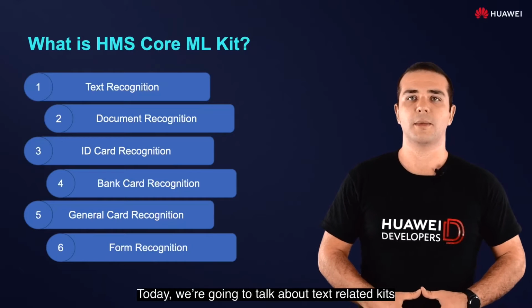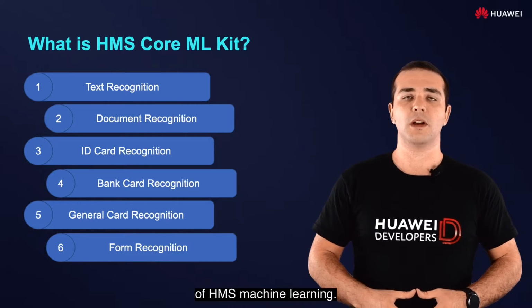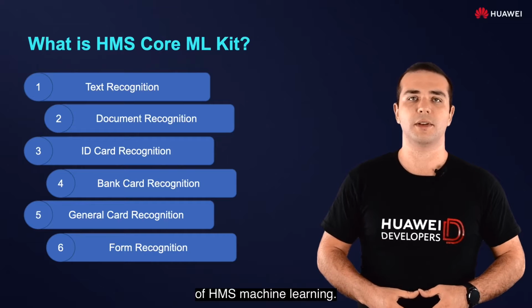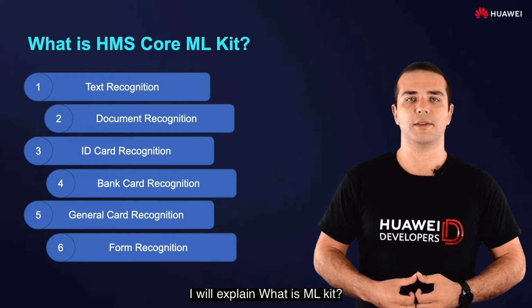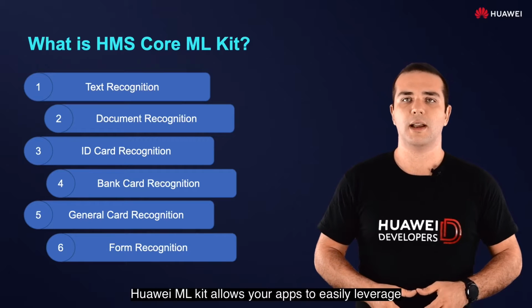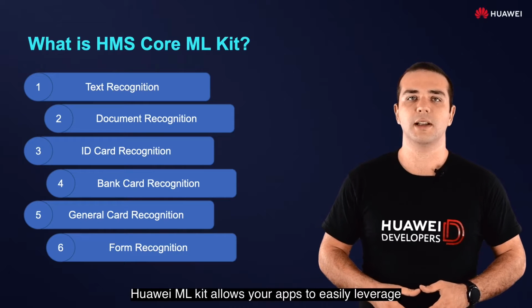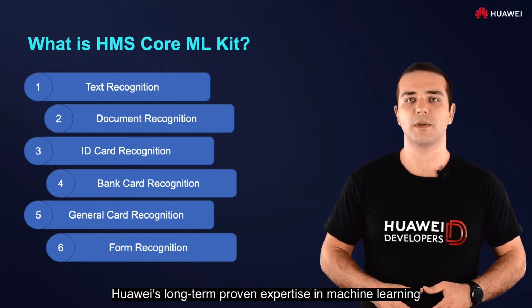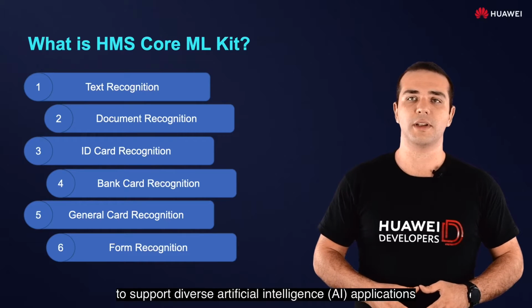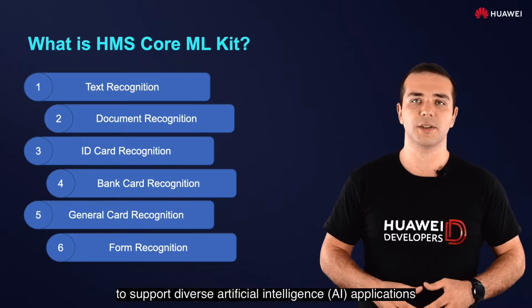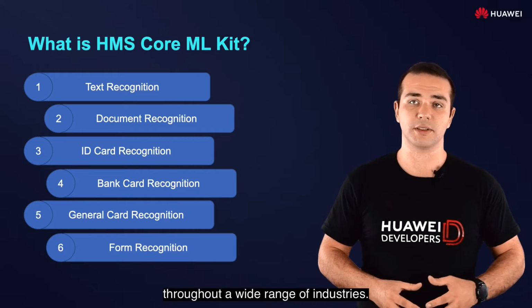Today, we're going to talk about text-related kits of Huawei Mobile Services machine learning. Firstly, I will explain what is ML Kit. Huawei ML Kit allows your apps to easily leverage Huawei's long-term proven expertise in machine learning to support diverse artificial intelligence applications throughout a wide range of industries.